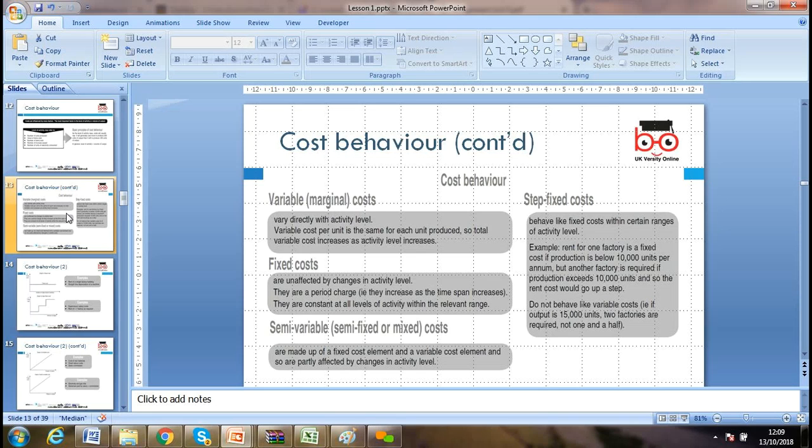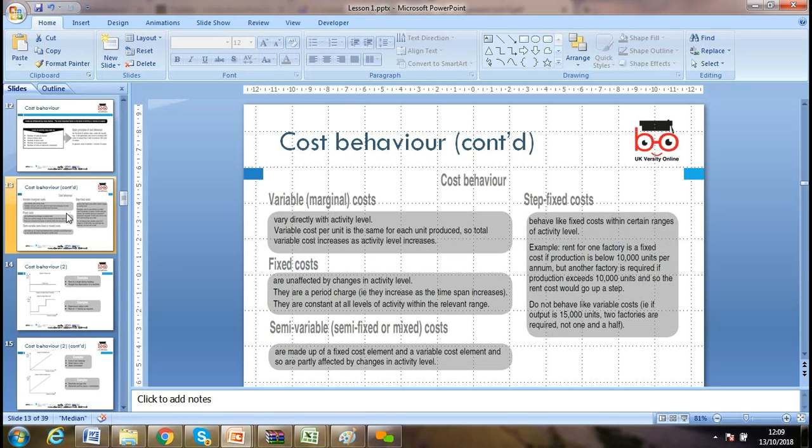Fixed cost, the cost stays fixed. If I give you an example, like rent or council tax, it is a fixed cost every month. It's not going to change. Whether you're one person living in a house or five people living in a five-bedroom house, you're paying rent every month. So that's a fixed cost.